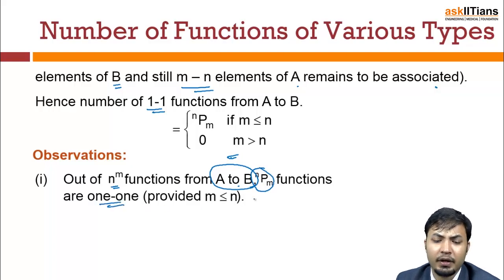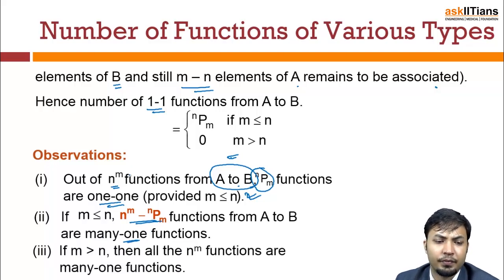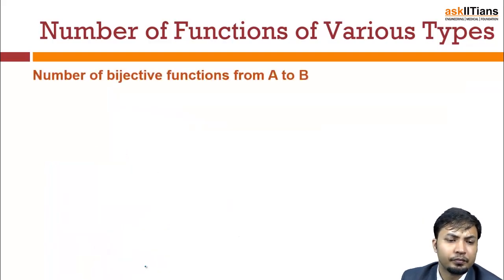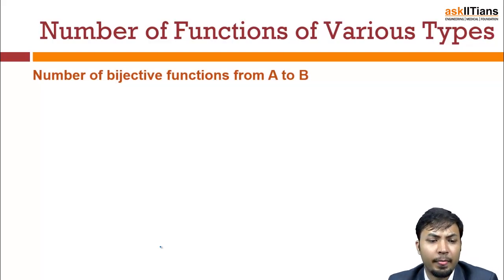Now this will be true for all cases. If m is less than or equal to n, then functions from A to B are many-one. We basically reduce it from the total and you will get the many-one functions. And if m is greater than n, then all the n to the power m functions are many-one functions.